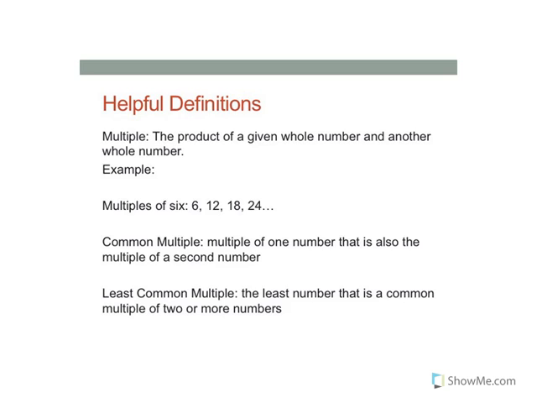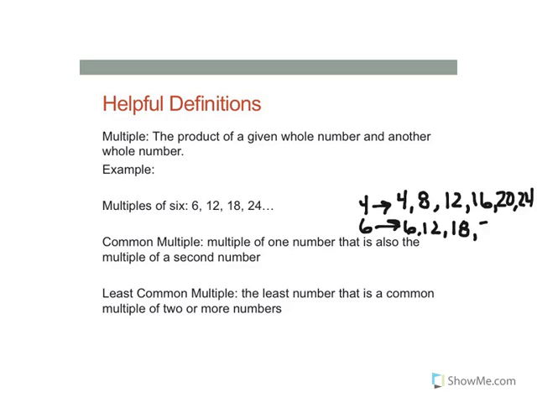So, as I was saying, if I had 4 and 6, 4 times 1, times 2, times 3, times 4, times 5, times 6. If I'm doing 6 times 1, times 2, times 3, times 4, times 5. And I would look for any multiples that they have in common. So here they have in common 12 and 24. 12 and 24 are common multiples.